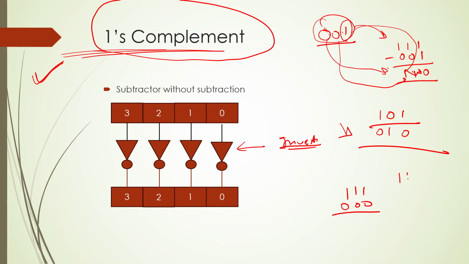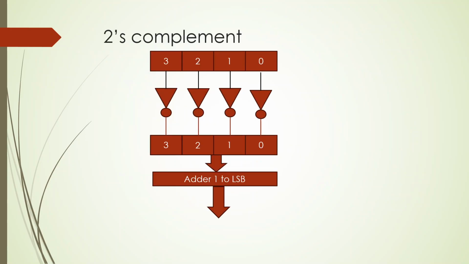What is the one's complement of 1, 1, 0? Invert them: 0, 0, 1. Right? This is the answer. This is one's complement. Let us go for the two's complement. Two's complement is nothing. Simply do the same.